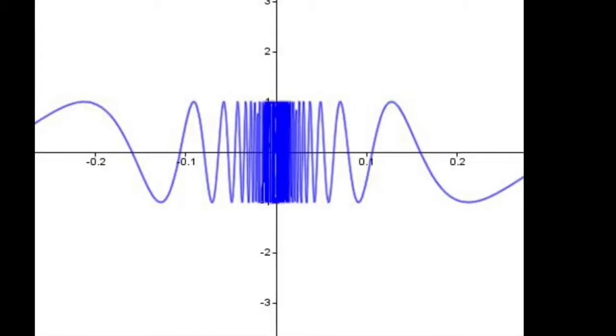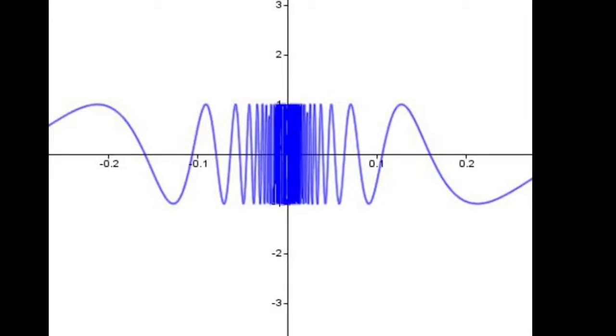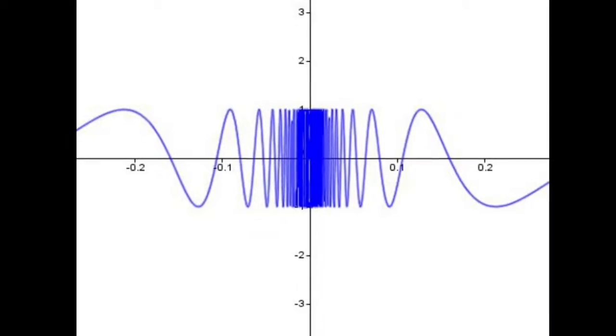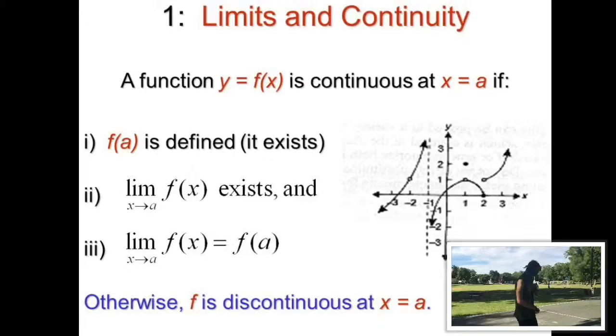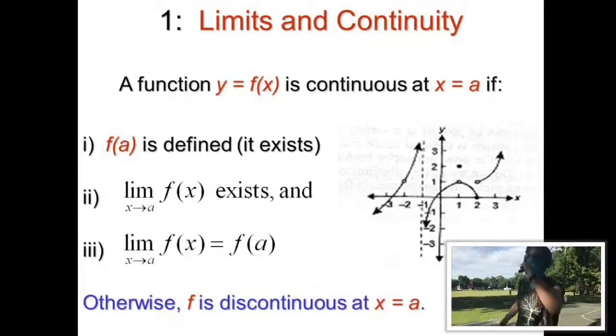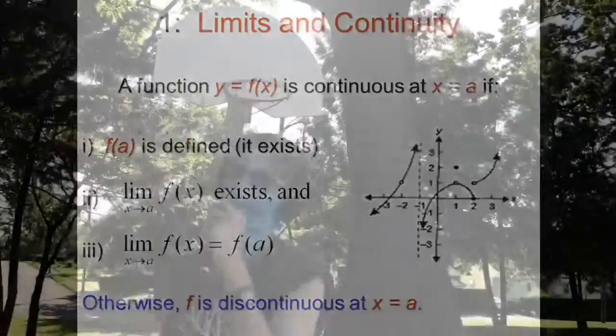Or there's behavior that's oscillatory. Don't forget continuity. A function is continuous at x equals c only if it's defined, the limit as x approaches c exists, and the limit equals f of c.